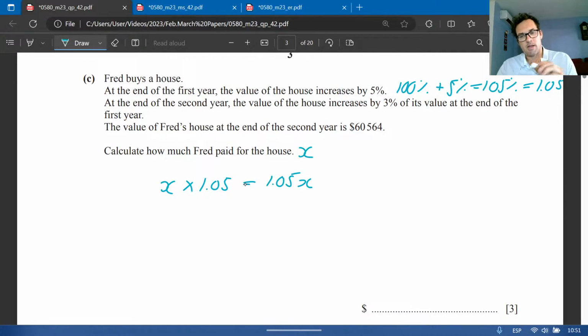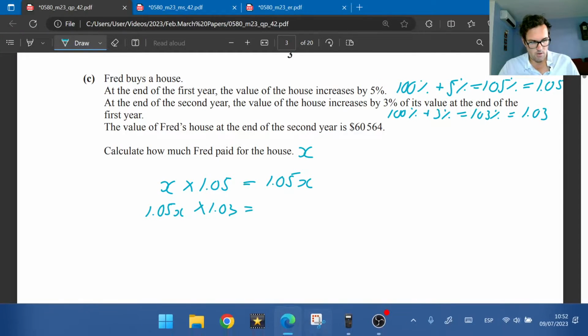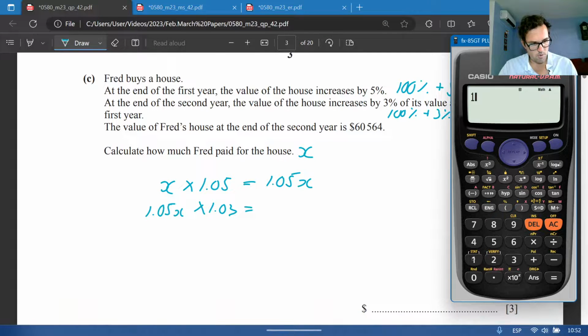Nice. Then at the end of the second year, the value of the house increases by 3%. So we do the same thing. We take 100%, which in this case will be 1.05x. We add 3%, and we end up with 103%, which is 1.03 as a multiplier. So we take the value we have, which is 1.05x, and multiply by 1.03. So we put 1.05 times 1.03, and that's how many x's the house is, 1.0815.